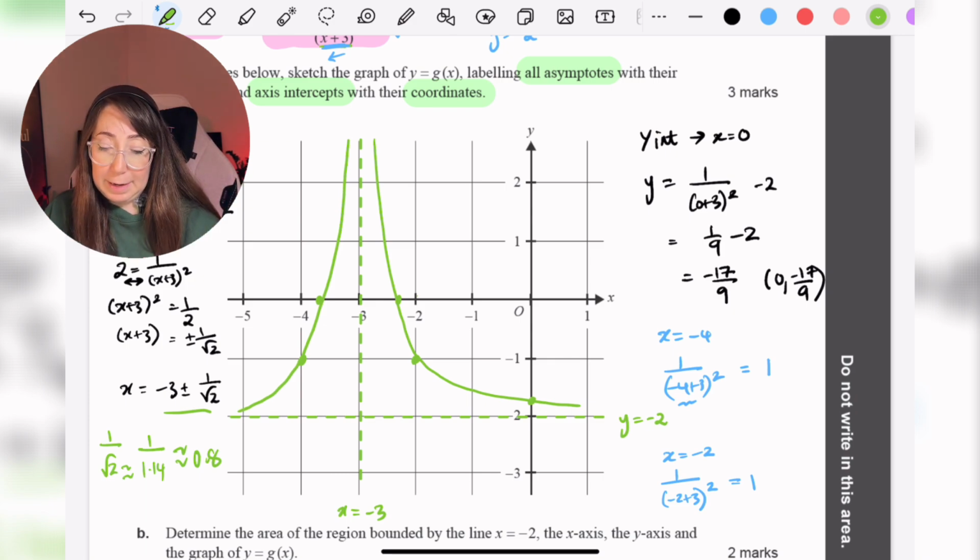All right. I think it's pretty good. It can definitely be better, a little bit more symmetrical, but it is definitely hard to sketch a graph. And I think the examiners also understand that. So as long as you've got those key points in there and it's looking as symmetrical as you can, then it should be all good.